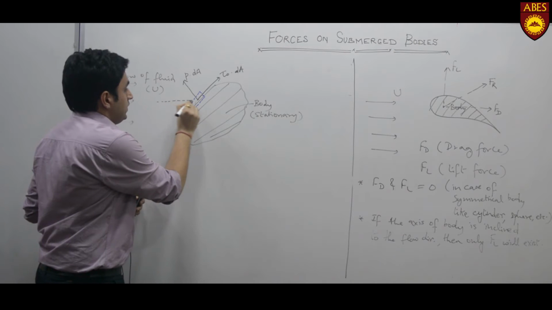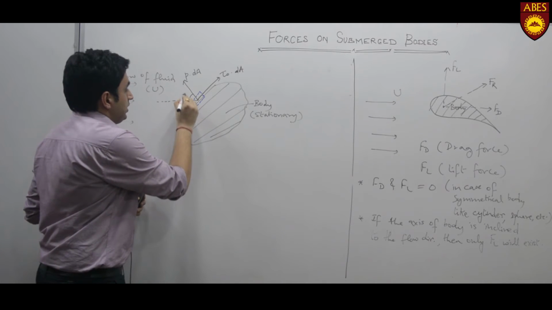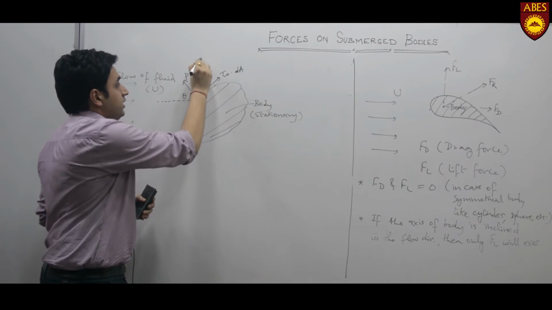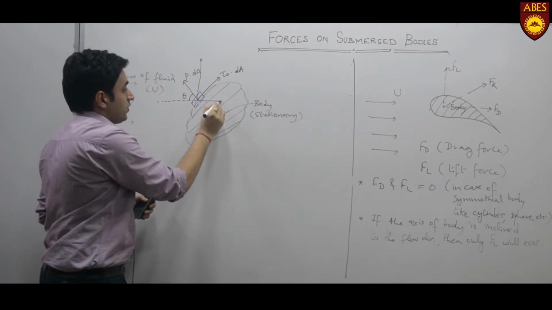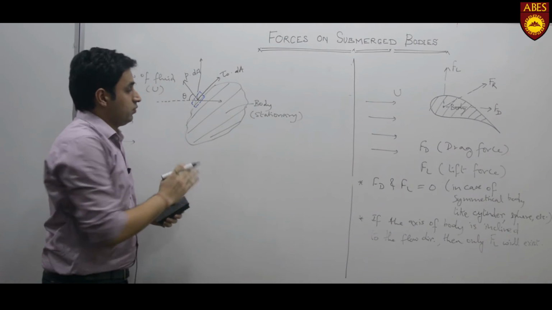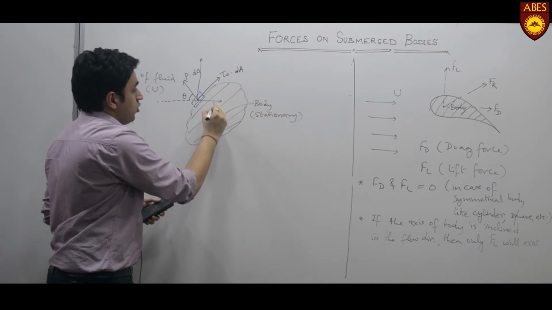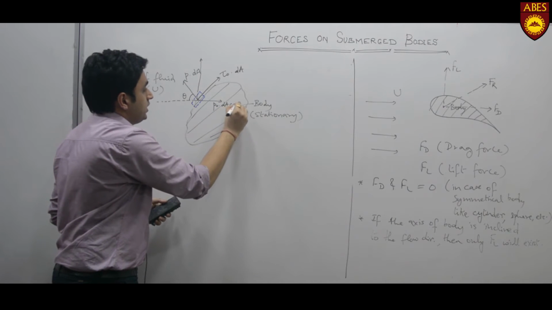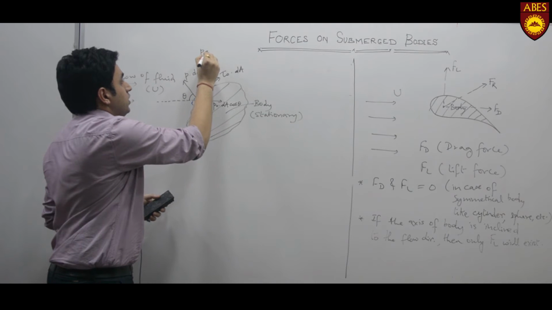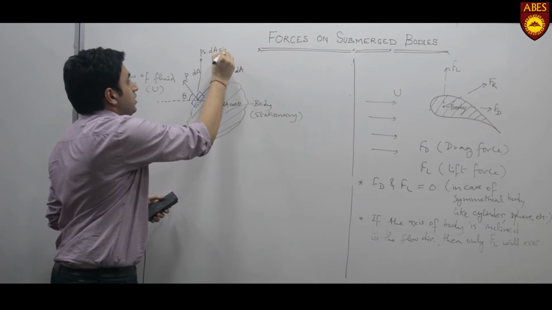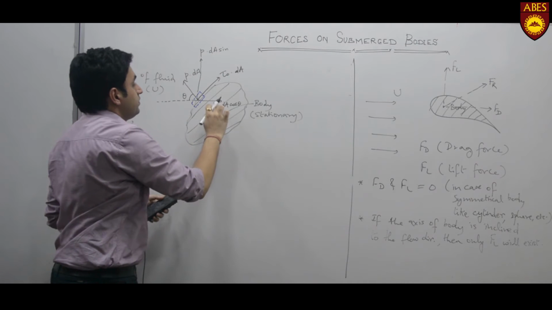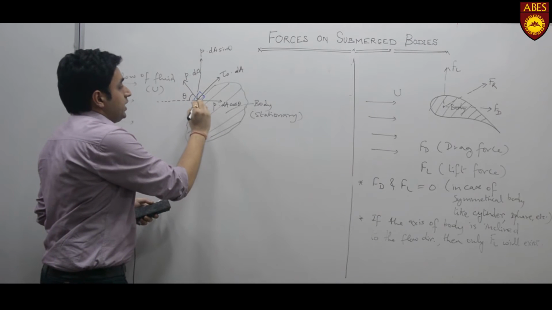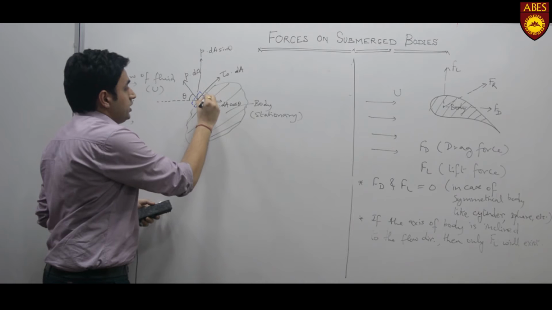Here we see some angle theta created by this force with the direction of motion. It has two components, one in the direction of motion and one perpendicular to the body surface. The component in the direction of motion is P dA cos theta, and the perpendicular component is P dA sin theta.